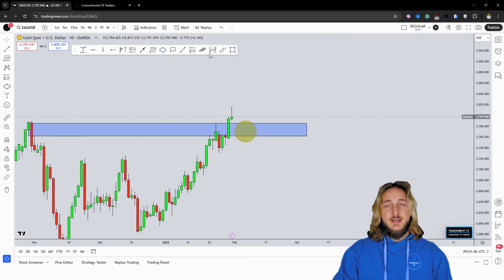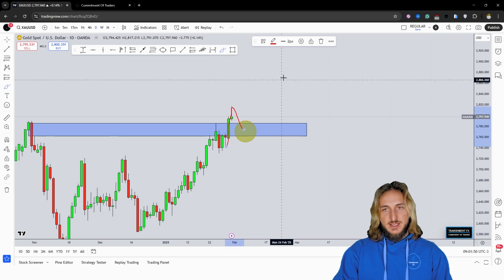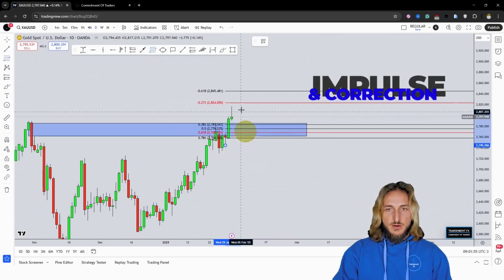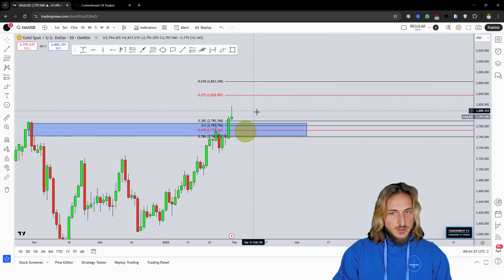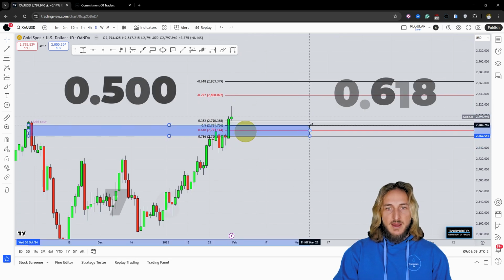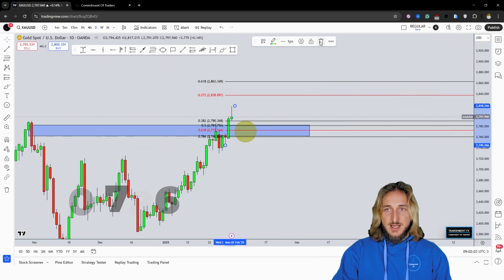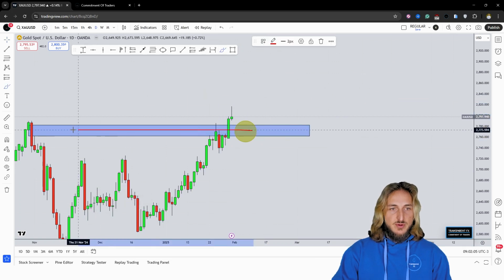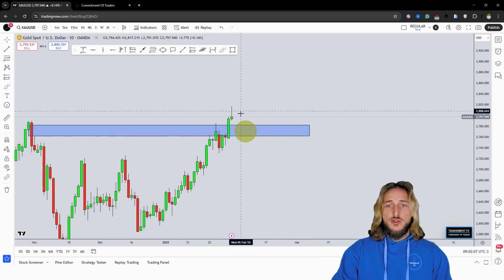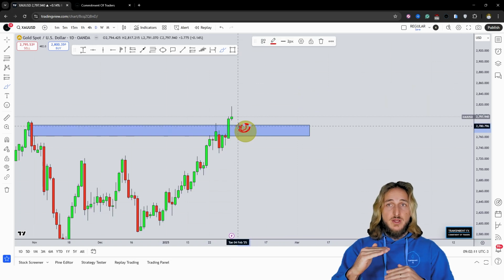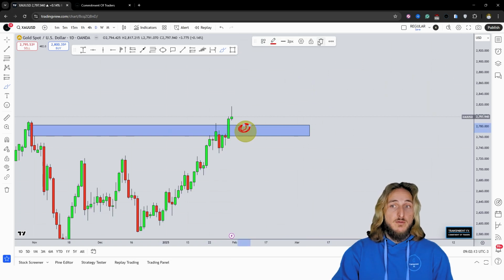We can also notice that this is actually a confluence of support area, because as we have an impulse and now the start of a correction, if we want to measure the correction, we have to take our Fibonacci from the low to the high of the impulse zone. And this shows us how we have the 50%, 0.618 and 0.786 retracements lining up exactly with this previous level of supply and resistance. So we have confluence of support here because we have multiple layers of support lining up in the same area of price.